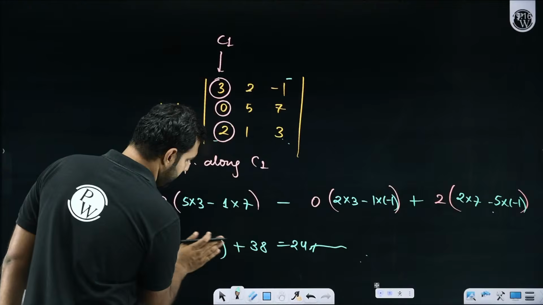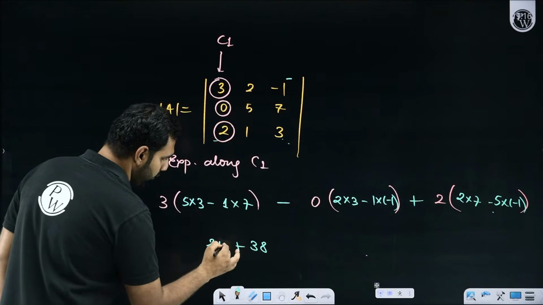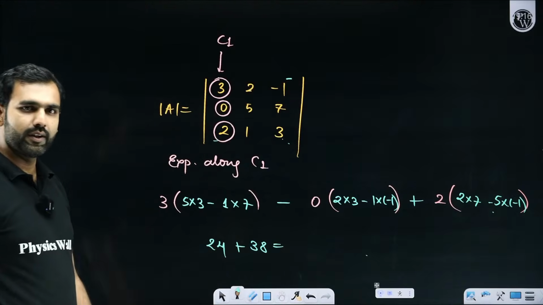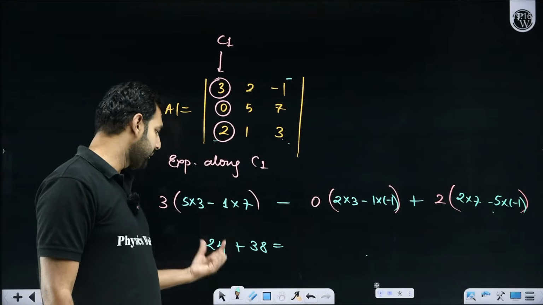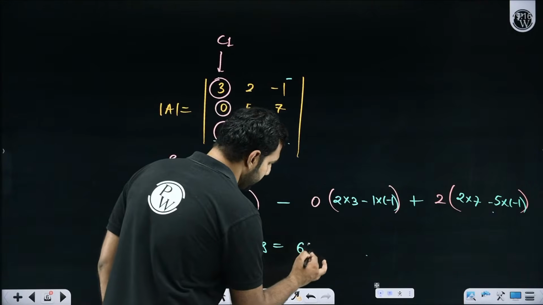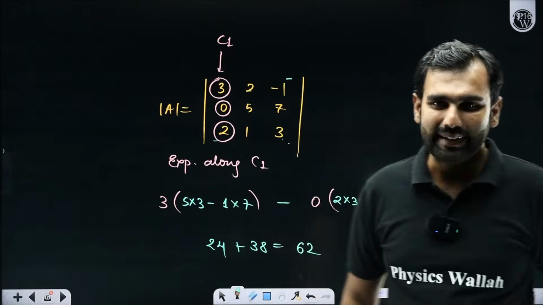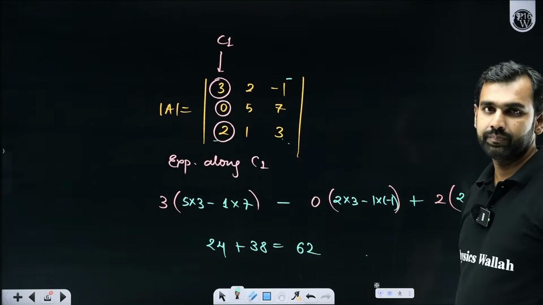Your final value here, can I write it directly here? This is your 24. So your final answer will be 24 plus 38. Everybody got this? Everybody? So 38 plus 4 is 42. 42 plus 20 is clearly 62. That will be your final answer. So Deeps, I think 72 is incorrect. 62 will be the correct answer.